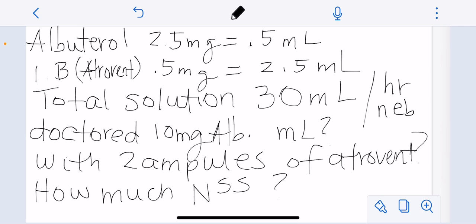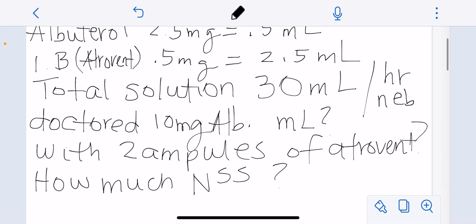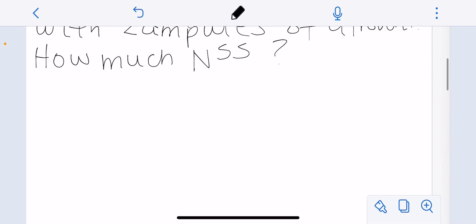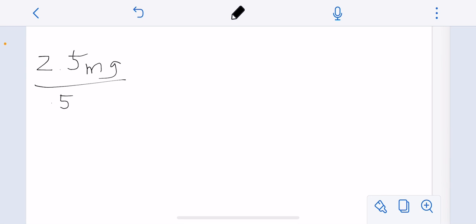Remember, albuterol is a 2.5 milligram to 0.5 milliliter solution, and ipratropium bromide, Atrovent, is a 0.5 milligram to a 2.5 milliliter ampule. So it only comes in that one ampule. There may be many other dosages, but in particular, we're talking about that one ampule. Okay, so the first thing you want to do is remember that albuterol is 2.5 milligrams over 0.5 milliliters.